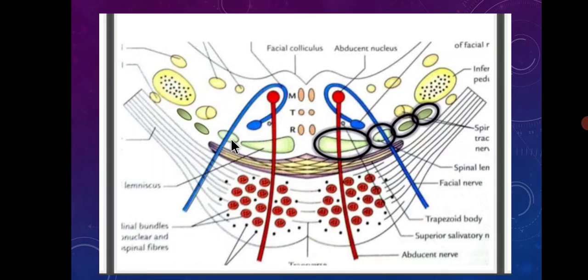Then lateral to this there is the spinal lemniscus. The spinal lemniscus is made up of the anterior and lateral spinothalamic tracts, then the tectospinal tract and the spinal tract of the trigeminal nerve. The lateral lemniscus is not formed at this level. So have you understood the transverse section at the lower part of the pons?